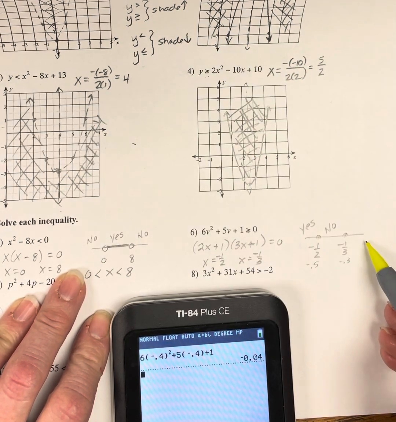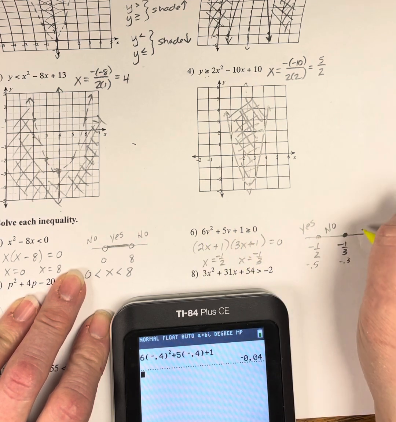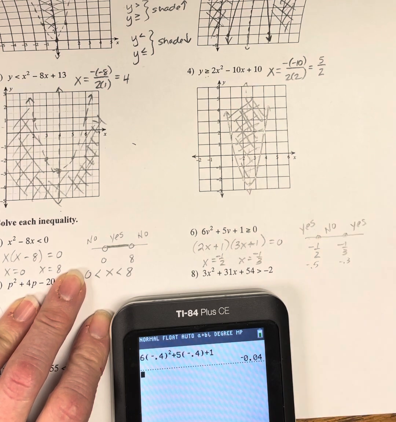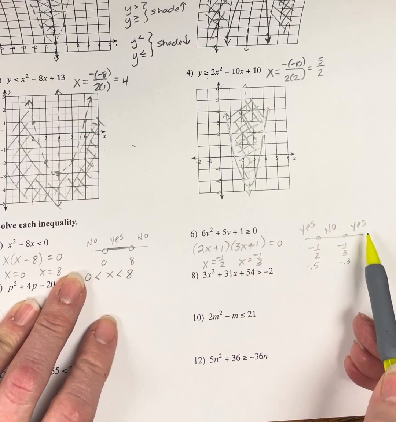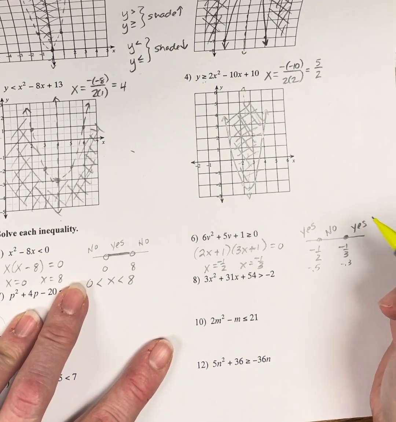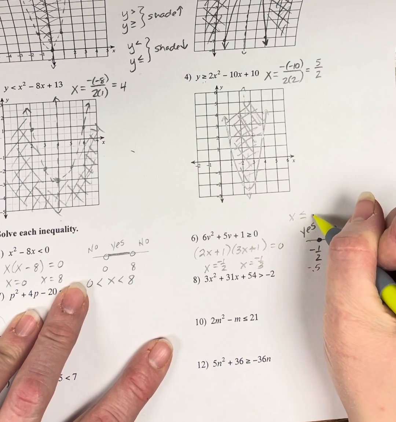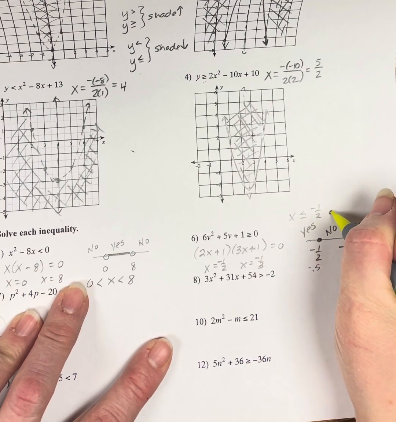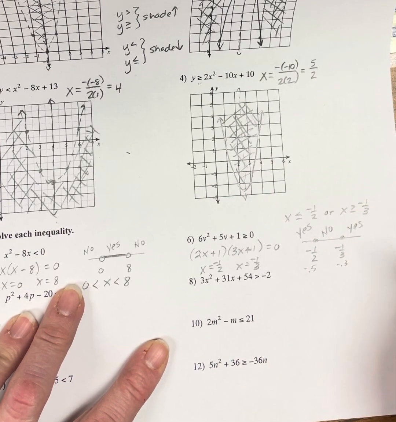Then I need a number bigger than negative 1/3, 0. So then if I plug in 0, I'd have 1 is greater than 0. Yep, that one works. And so this one is going to be an OR compound inequality. If you remember from when we did inequalities, you're going to have x is less than or equal to negative 1/2, or x is greater than or equal to negative 1/3.